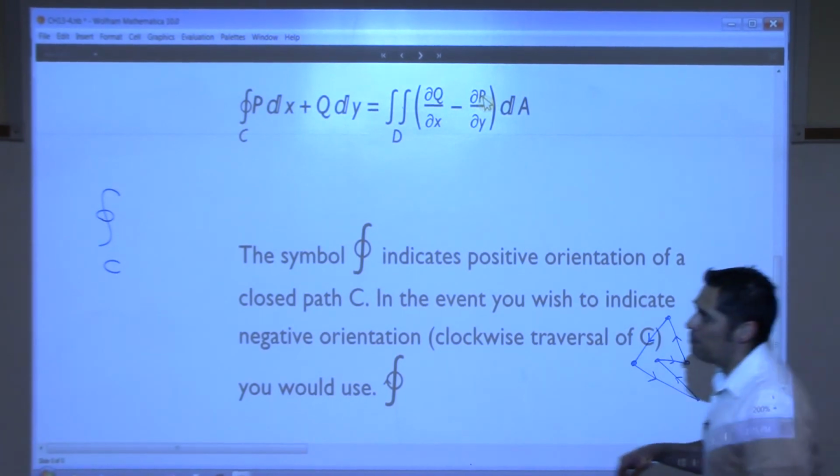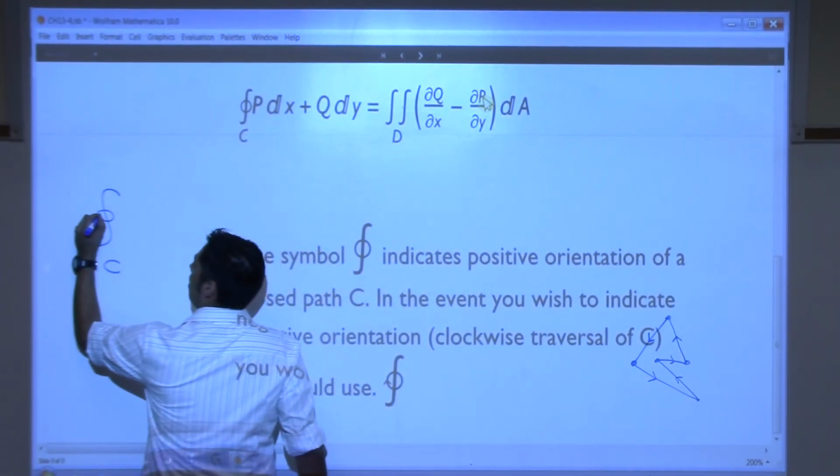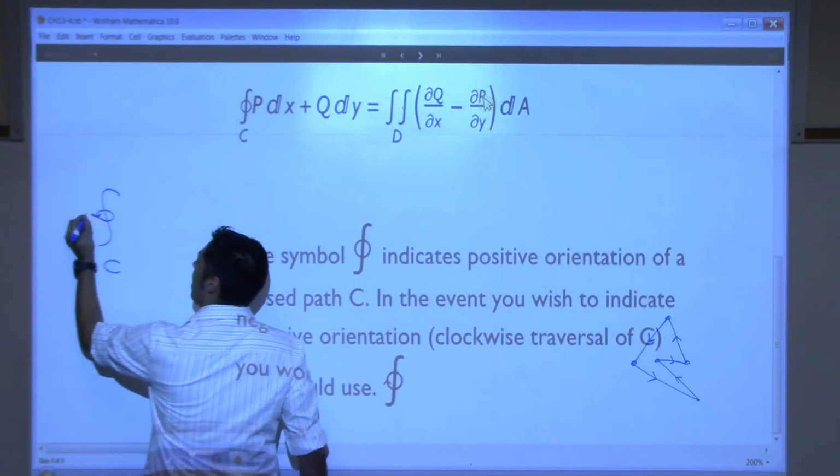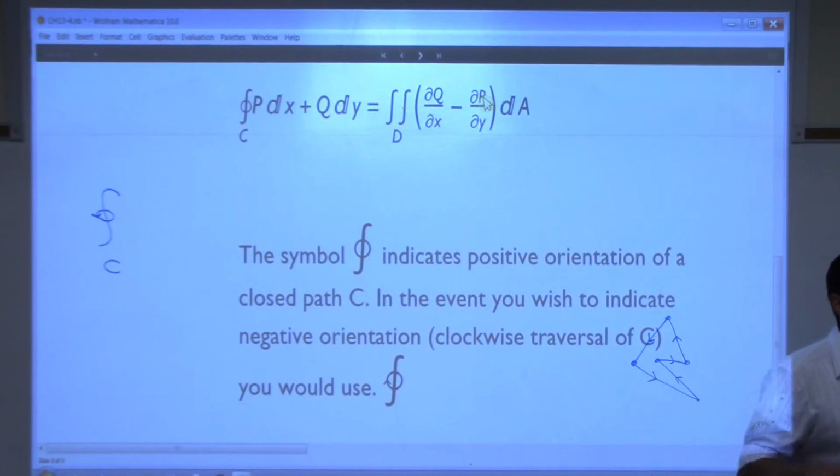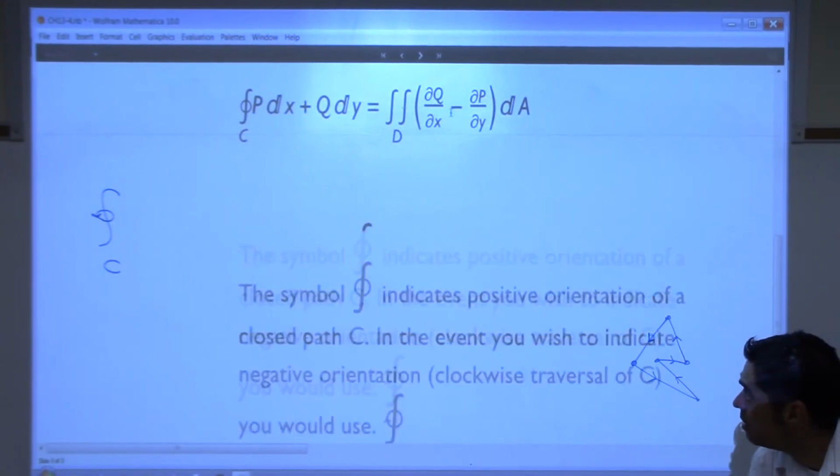I have seen people show the arrow showing that it is positively oriented. That's not wrong, but you don't have to have it there. But if you're negatively oriented, you have to have the arrow there to let everyone know you're going the other direction. Okay, so that's notation.